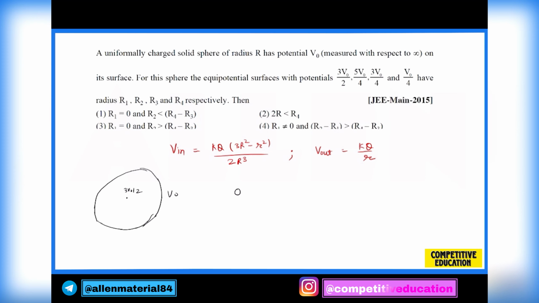Now, we know the potentials below V0 and more than 0 will be lying in the region from R to infinity, and potentials between V0 and 3V0 by 2 will be lying between r equals 0 and r equals R. So let us calculate the potentials accordingly with the help of formulas, which are, for the inside potential, V in equals KQ(3R² minus r²) upon 2R³, and V out equals KQ by r.